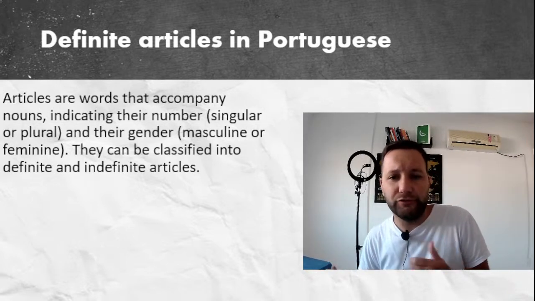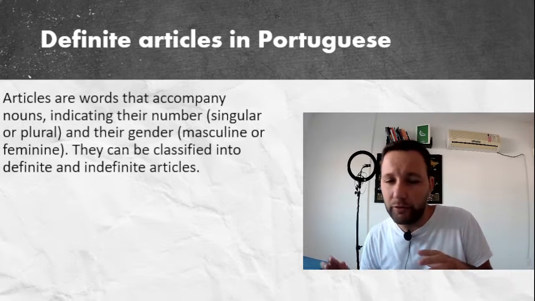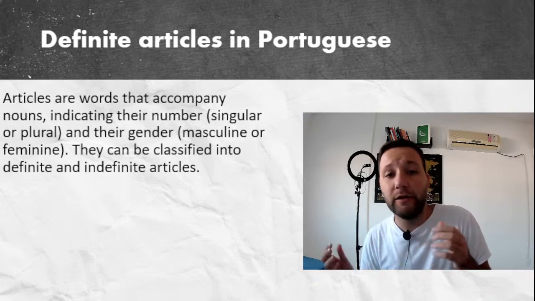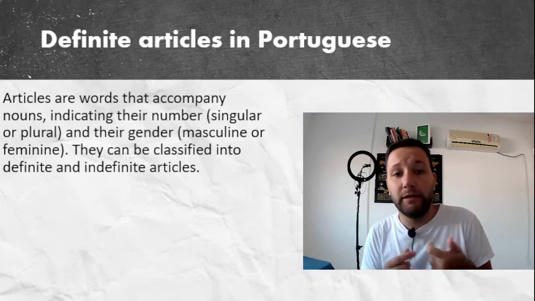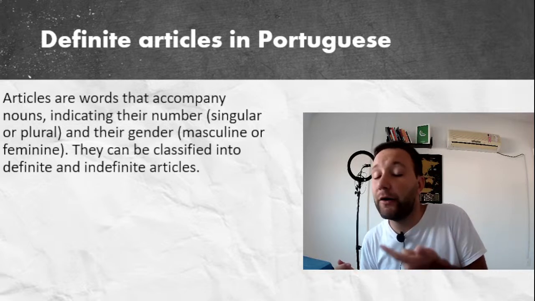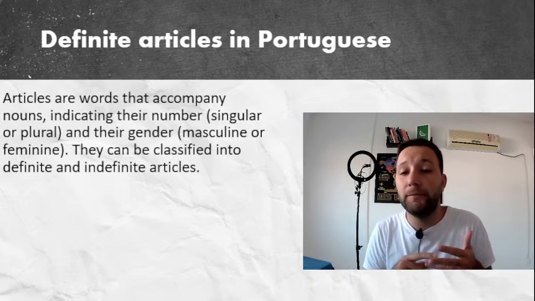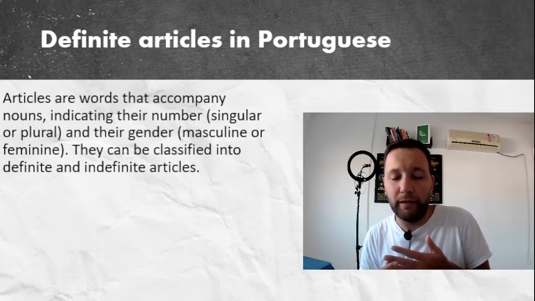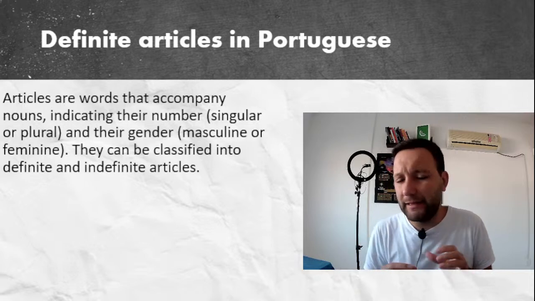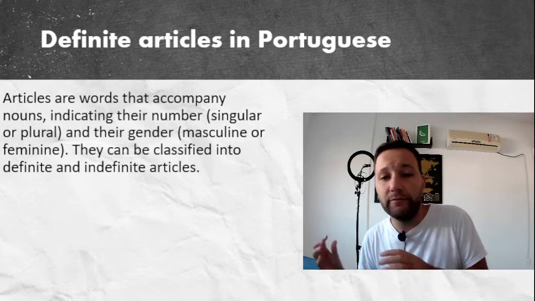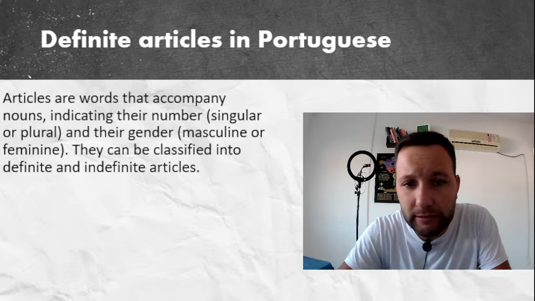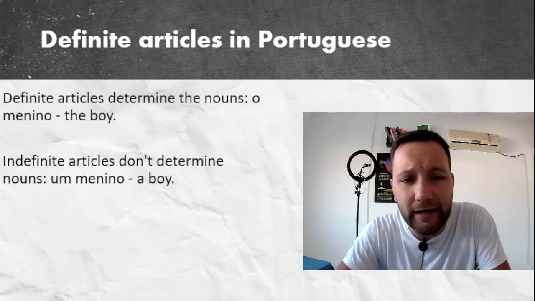Articles, not just in Portuguese but in Spanish and English, are words that follow a component, actually comes before a noun to indicate their number. In Portuguese you have to indicate if it is singular or plural, and also the gender, if it is feminine or masculine. Those rules apply also to Spanish, and those articles can be classified into definitive articles and indefinitive articles. Today I will teach you just the definitive articles.